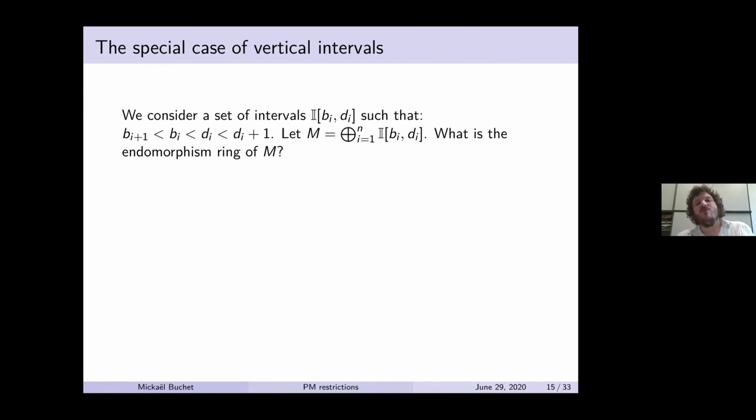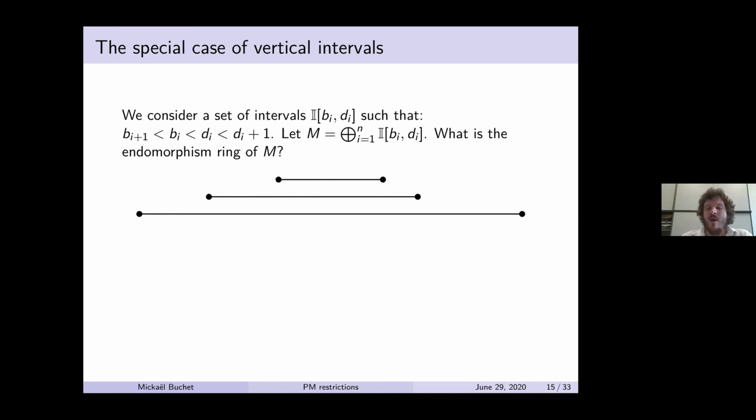So now let's look at one special case, and let's look at vertical intervals. So now I'm just saying that I'm going to take intervals, and the support of each interval is included in the next one. And I'm taking a module which is the direct sum of these intervals. What is the endomorphism ring of M? Well, here are my three intervals, for example. And we see we have a very big one that has another one inside it, and another one inside that.